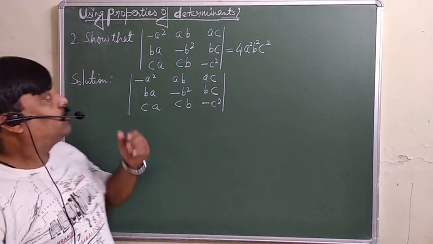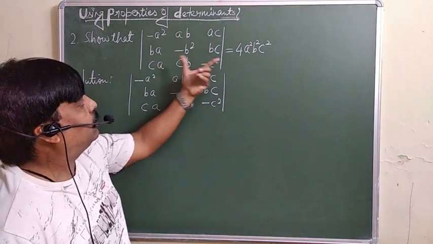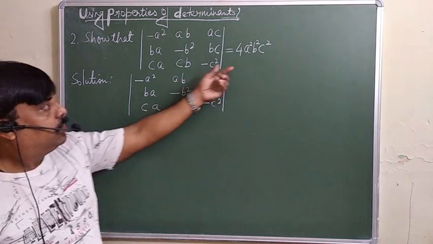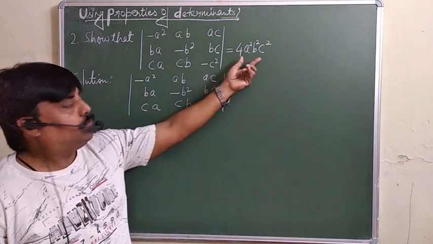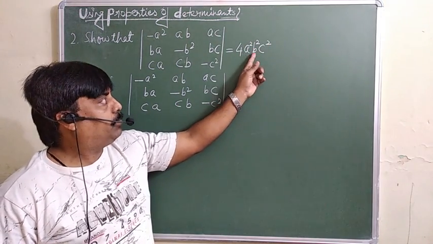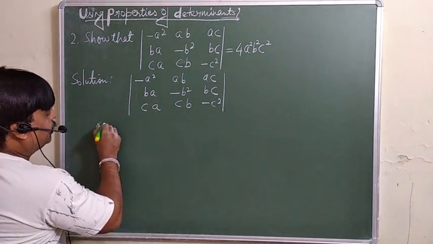Now the next question is, we are supposed to show that this determinant with minus a square, ab, is equal to 4a square b square c square. Look here: if you are going to show that this is equal to this, you must keep your eyes on the right hand side. What exactly do you want? You want a square b square c square into 4. So what can we do? We can apply here only.